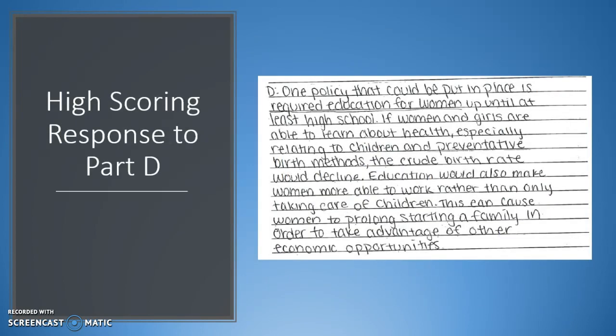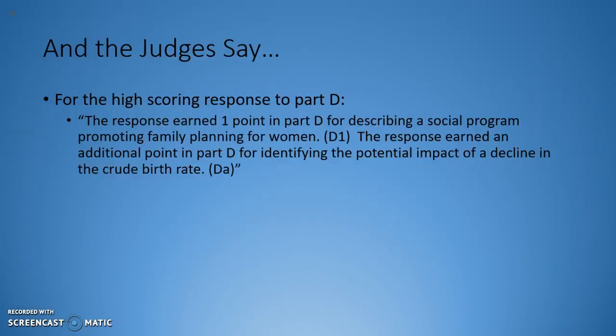Okay, so I'm going to have you go ahead, read the high scoring response to Part D, see where you think the points are, and then I will meet you on the next slide. So go ahead and pause the video for just a sec here. Okay, the judges say that the response earned 1 point for describing a social program promoting family planning for women. That's a clear D1. An additional point for identifying the potential impact of a declining crude birth rate.